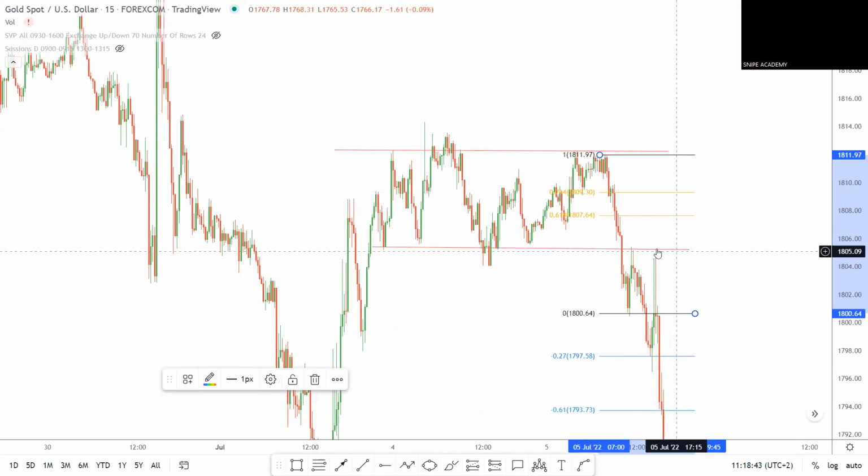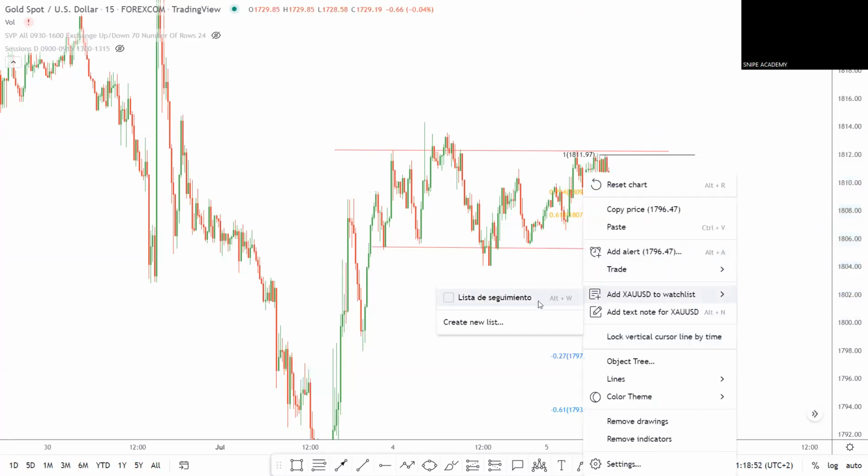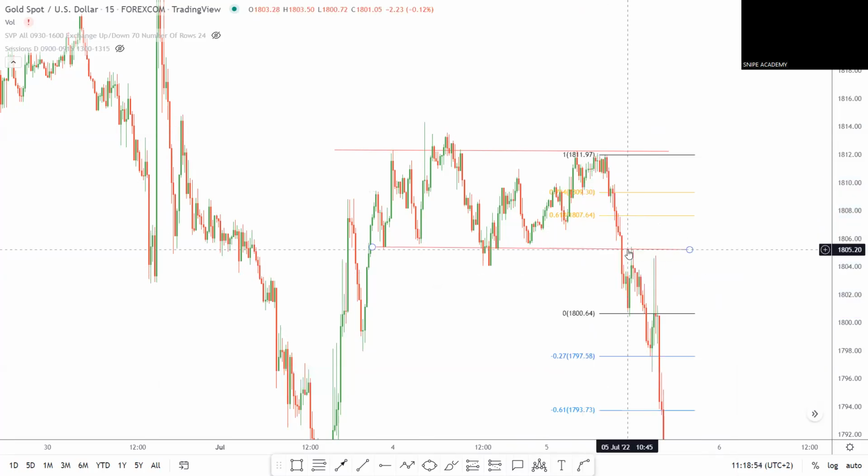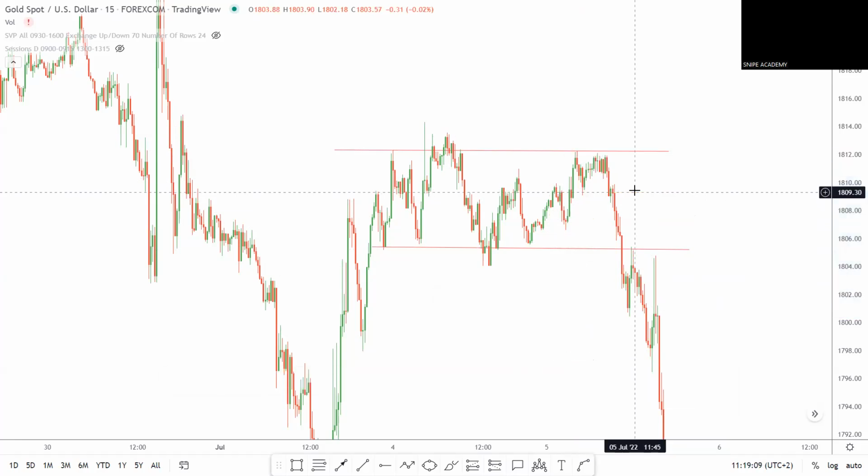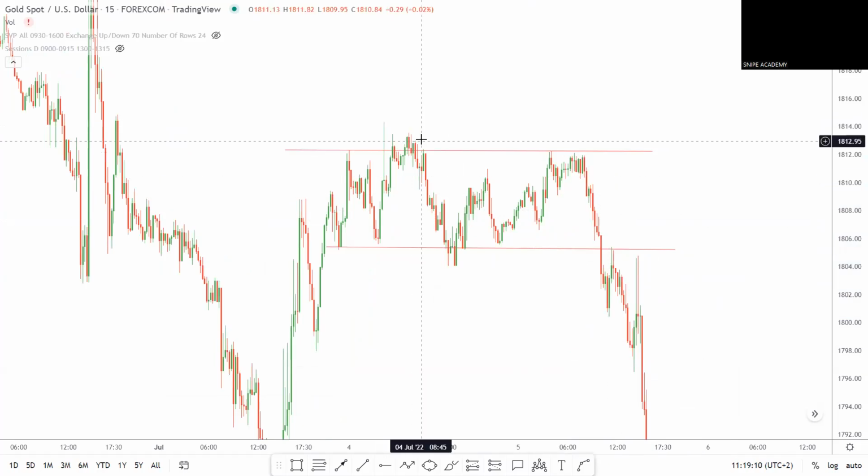Because usually when you enter on these areas, you want to place your stop loss above the last high. If I am entering here and I want to place my stop loss here, it's too big of a stop loss for me. So I am always trying to enter here. In this case, price didn't reach my entry area, which is completely normal, completely fine. So this was a day not to trade for me, a day I wouldn't be trading.